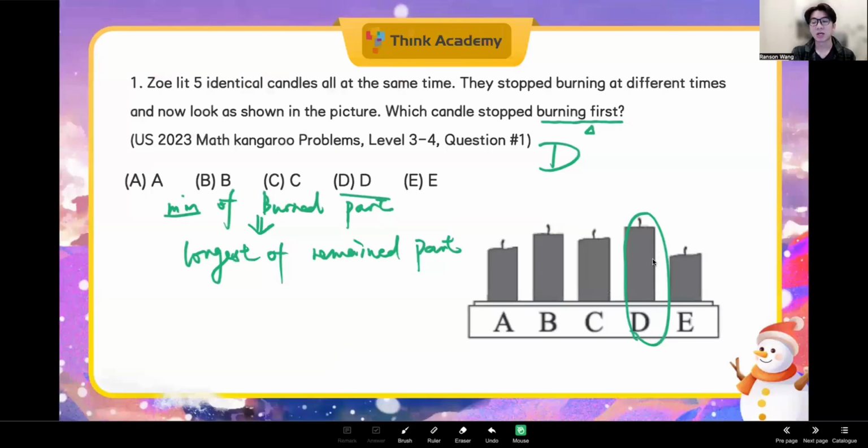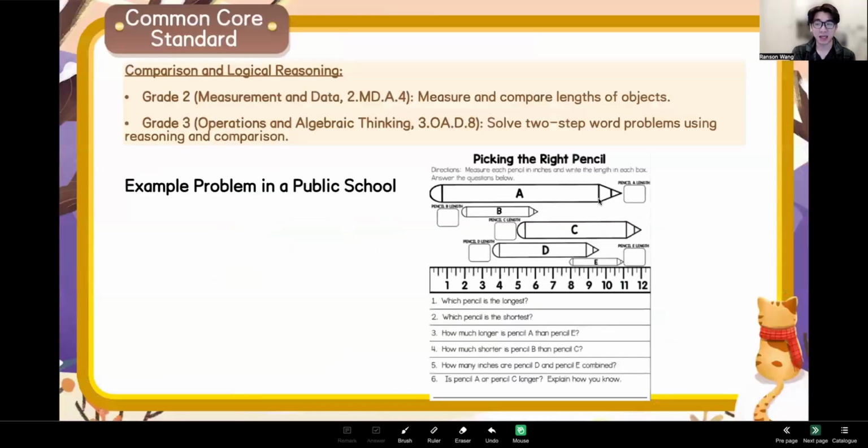So based on this, you then need to compare all of the candles to find out which one has the longest remaining part. So you see that the knowledge point in these math questions is based on the Common Core, but it's sometimes more complicated and requires more knowledge and math skills from our students. That's why we really recommend our students try Math Kangaroo. Even the very first three-pointer question requires some deeper thinking, right?